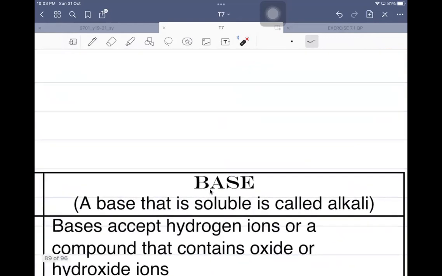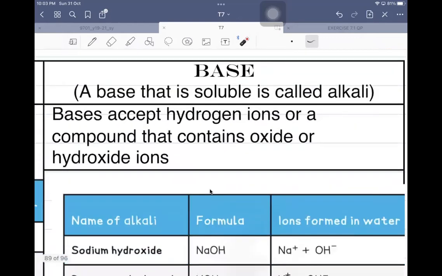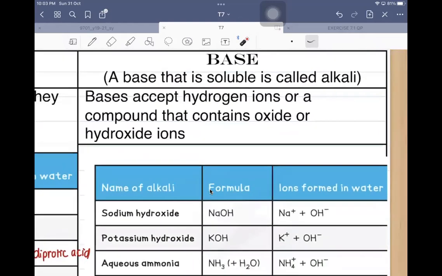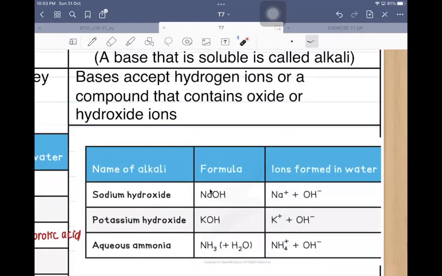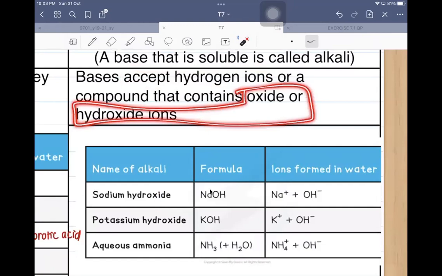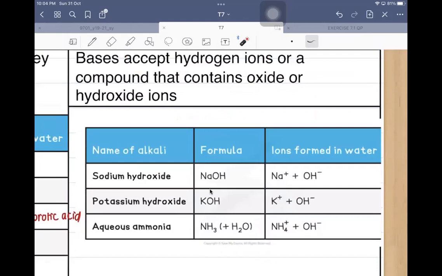Next, bases are species that accept hydrogen ions or a compound that contains oxide or hydroxide ions. So you see this, accept hydrogen ions, that's Bronsted-Lowry definition, right? Contains or give away oxide and hydroxide ions, that's Arrhenius definition. So you really have to follow the question if they are specific. If they don't mention whose theory, then you just choose one.